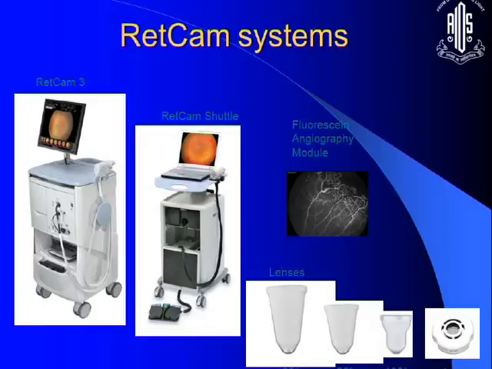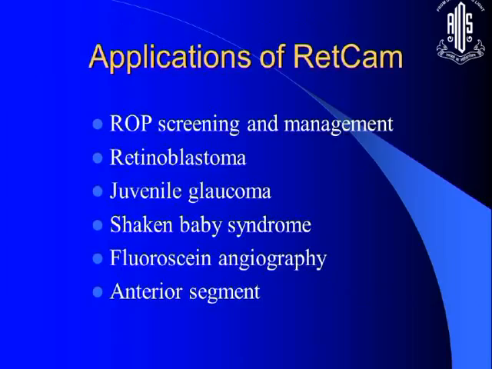But you have other lenses also if you need to concentrate on an area under more magnification, like an 80D or so, for the anterior segment as well as for angiography. Basically, I think this has been a great tool as far as ROP screening and management is concerned. And the second is for retinoblastoma.